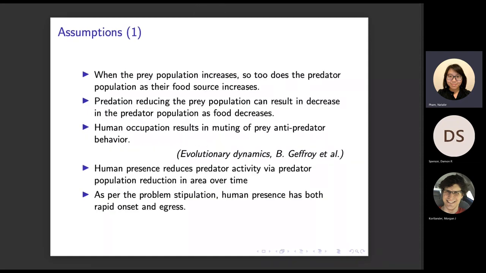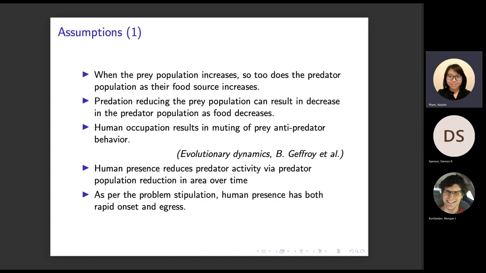First, we observed that when the prey population increased, the predator population also increased, and when the predation was going on, the food source would starve, the prey population decreased, and so the predator population also decreased. Secondly, human occupation results in muting of prey anti-predator behavior, and human presence also reduces the activity range and area of predators, and so the predator population will reduce over time.